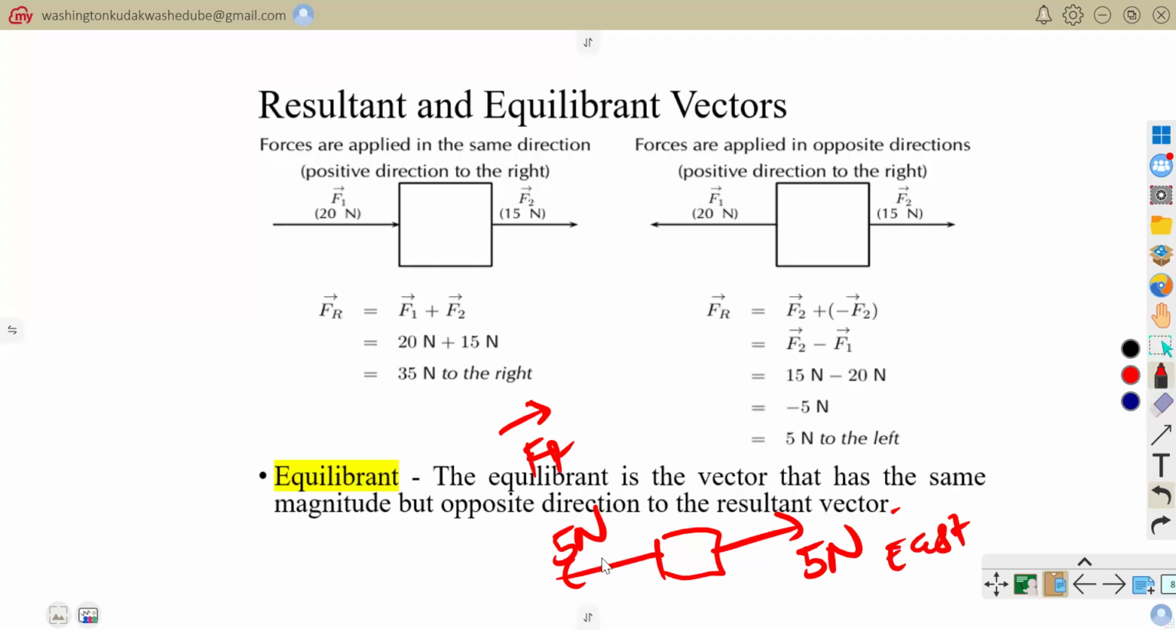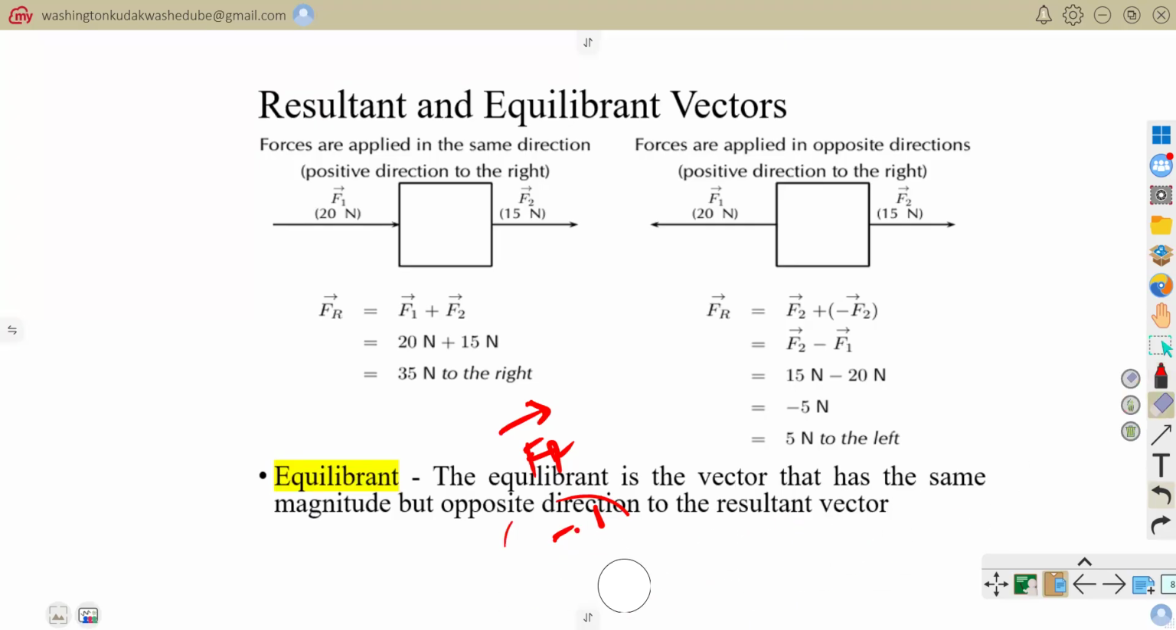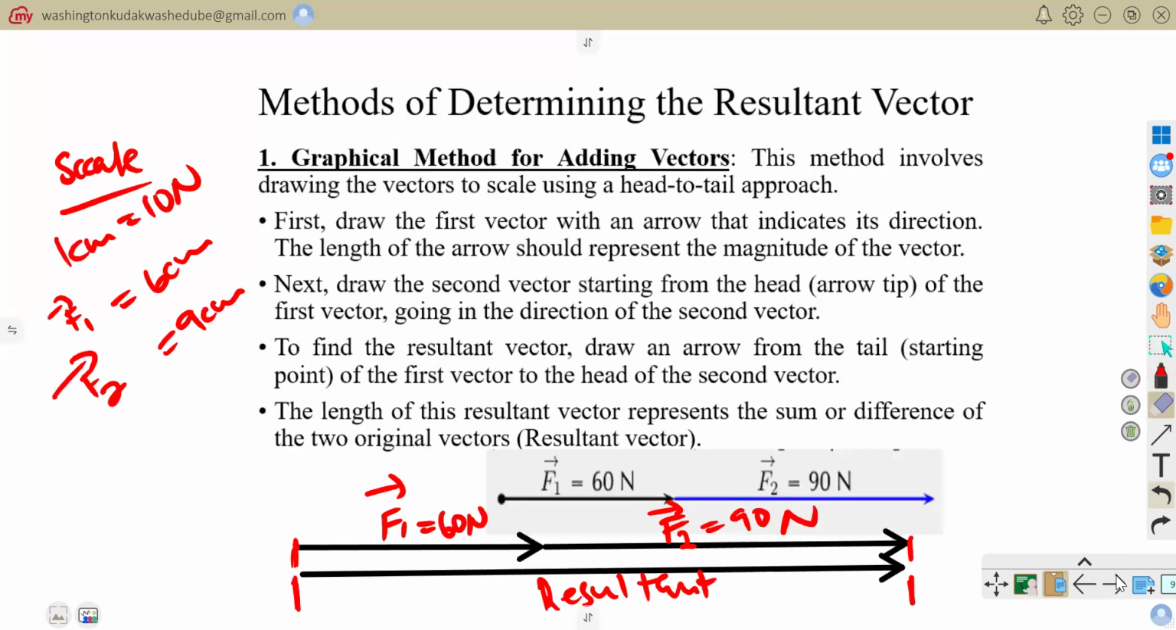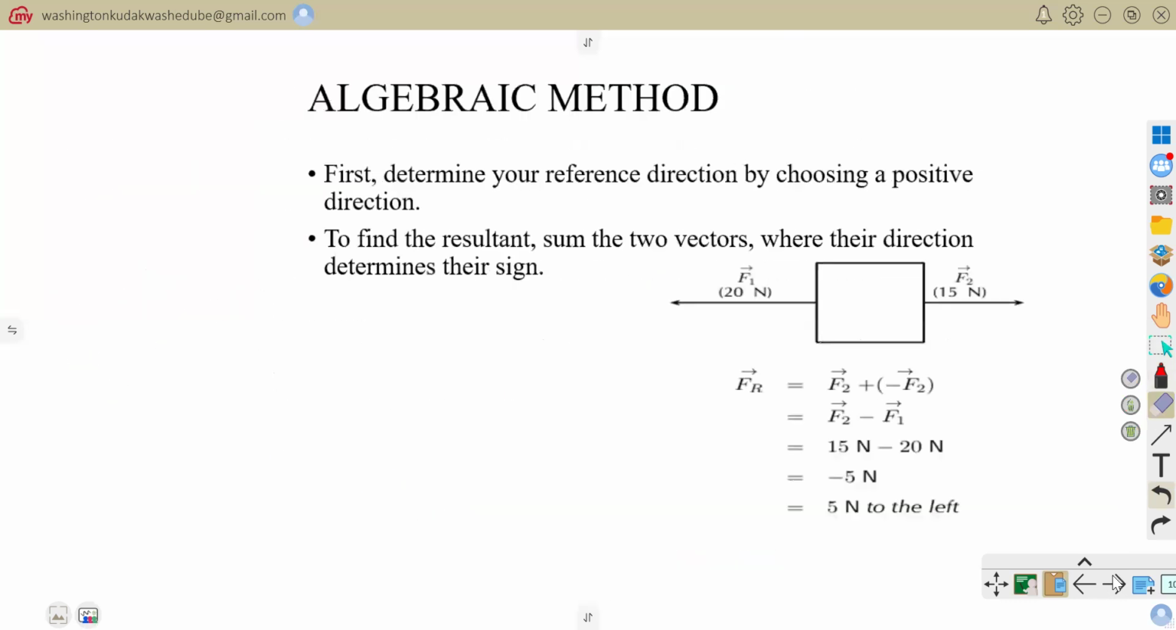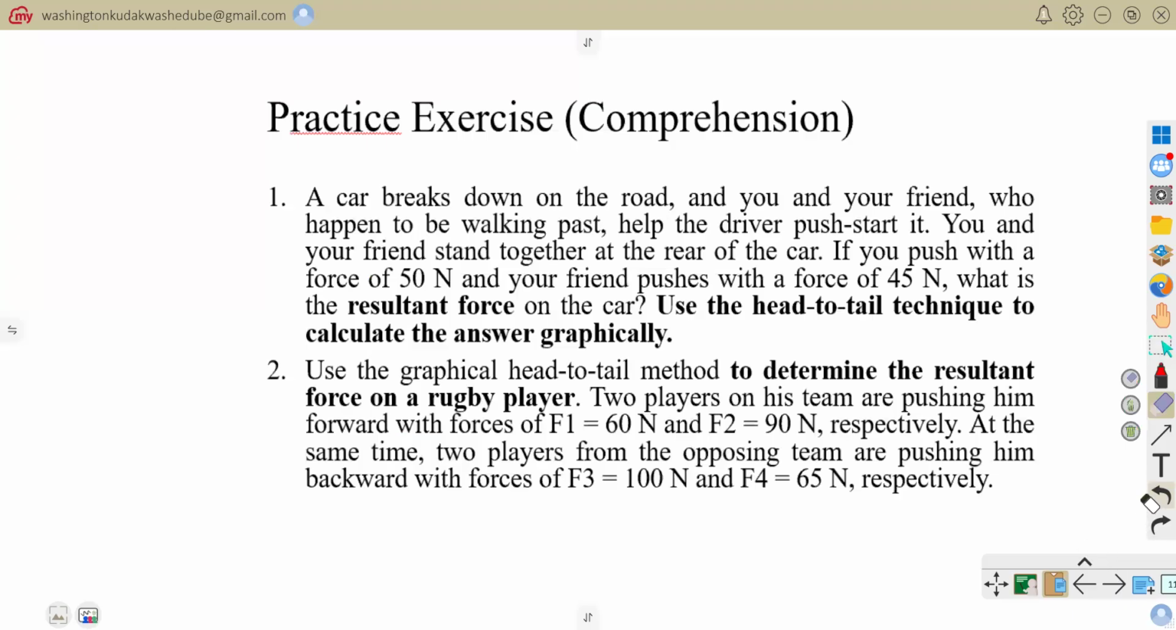Why? Because I want to balance this force, or this vector. So my equilibriant becomes equal in magnitude to the resultant, but opposite in direction. So we define our equilibriant as that vector that has the same magnitude as the resultant, but is opposite in direction. Now, let's go to our practice exercise so that we can check comprehension. How far did we understand what we were doing?